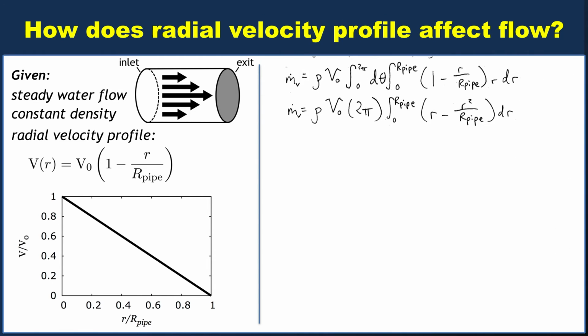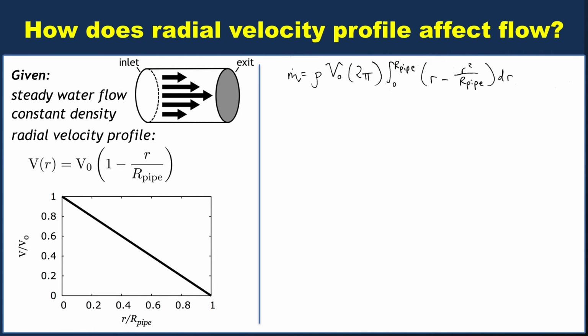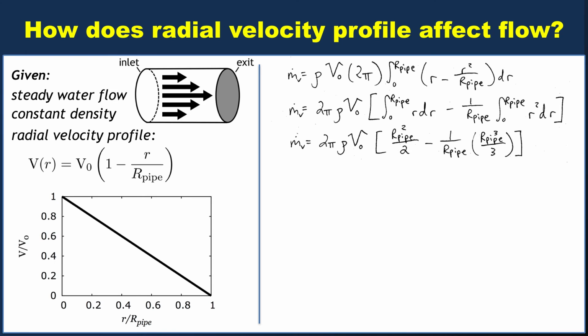So let's move that up. And now we can just separate that integral into two pretty simple integrals. So we keep the constant out front. We have the integral of r dr minus 1 over r pipe, the integral of r squared dr, both integrals going from the center, namely r equals 0, to the outside of the pipe, r equals r pipe. Okay, so we can solve integrals. The first one's just going to be r squared over 2. The second one's going to be r cubed over 3 with that 1 over r pipe out front.